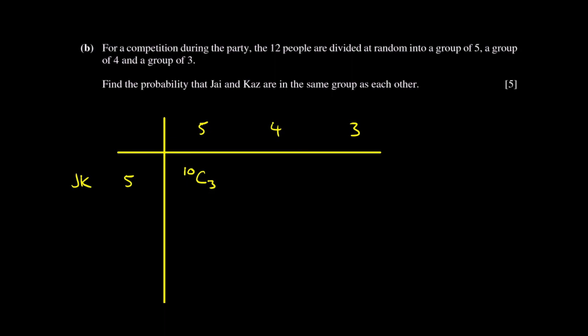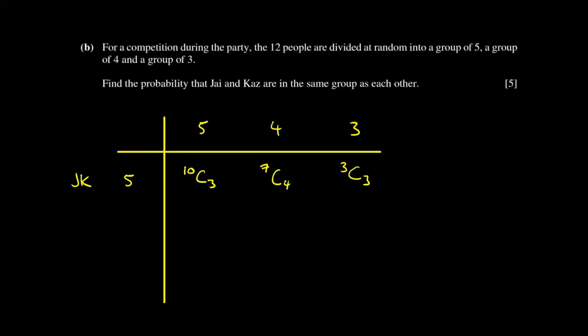All right, then, having chosen the group of 5, we now want to choose the group of 4. So how many people have we got left? Well, we had 12 people. We've chosen a group of 5. So there are 7 people left remaining. So that's going to be 7C4. And of course, at the end, we're going to have 3 people remaining. We're going to choose 3 of them. That's 3C3. But of course, 3C3 is just equal to 1.